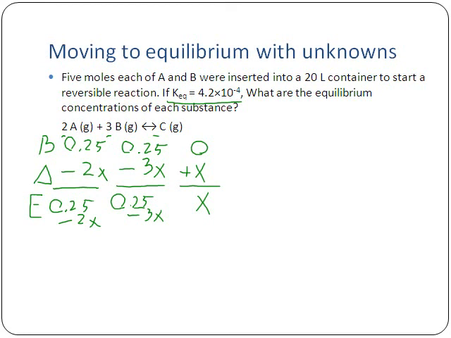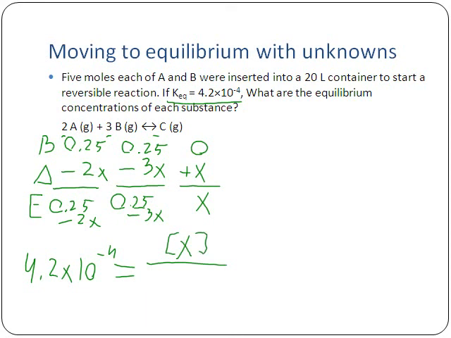Now, let's set this up by solving for KEQ in terms of X. And so we know KEQ is 4.2 times 10 to the negative fourth. So 4.2 times 10 to the negative fourth is going to equal the ones on the right. There's only one on the right here. That's our X. And so we have X on top, our concentration X that's right there.